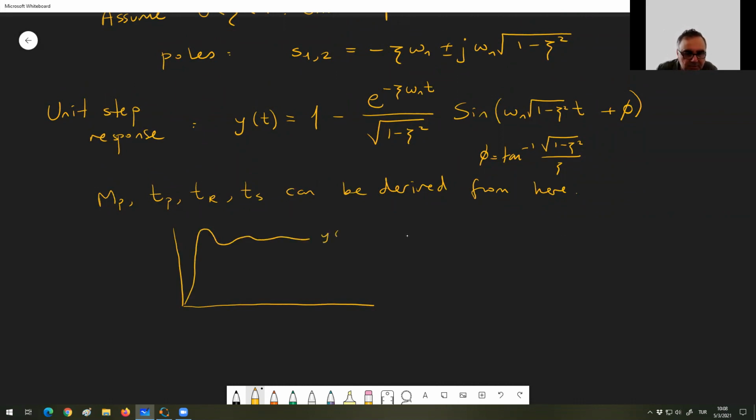This is y of t. Well, we want the first peak, as you see. The peaks are where the derivative is zero. Set y dot of t to 0, okay? The derivatives are 0, and solve for the time value. The lowest solution will give TP. The peak time will be the lowest solution to this y dot of t, okay?